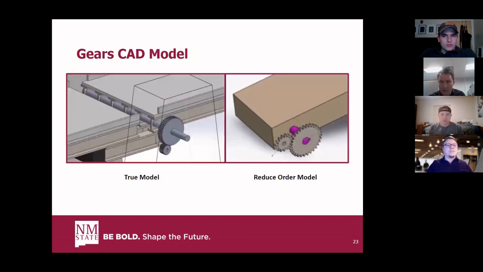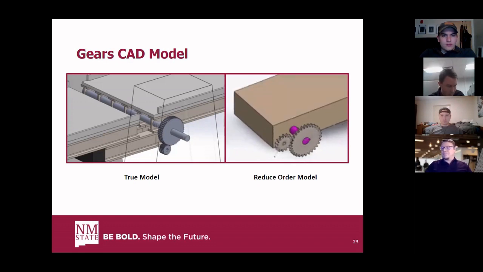Thank you, Daniel. So now that we've talked about the analysis and the justification for the gears, we can actually implement them into our model. So on the left, we have the true model, and this is going to have our shaft that was calculated, and then the two gears that Daniel just discussed. And we can see how those fit into our model.